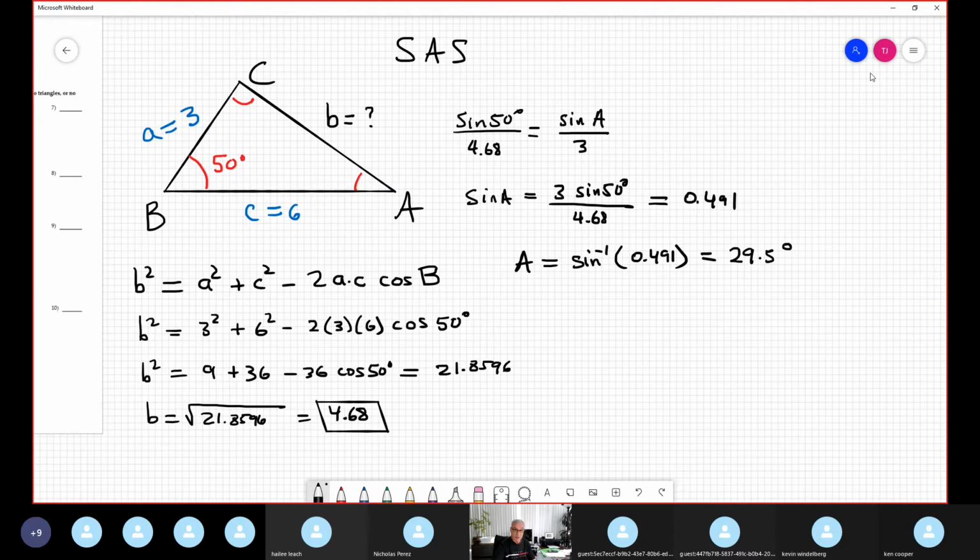And finally, to find the angle C, you can apply the law of sine one more time, but hello, the easy way is using 180 minus 29.5 minus 50. And the answer is 100.5 degrees. End of the story. We finished that. Wow, amazing. I like that.